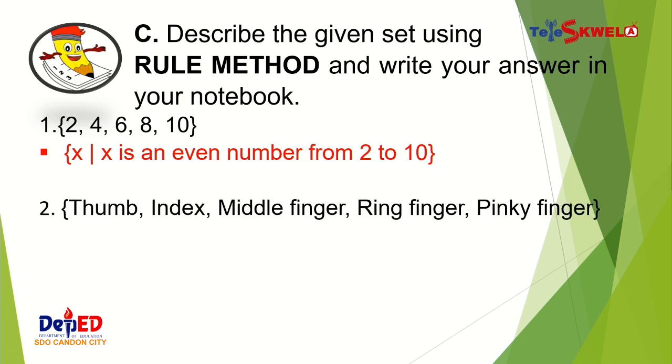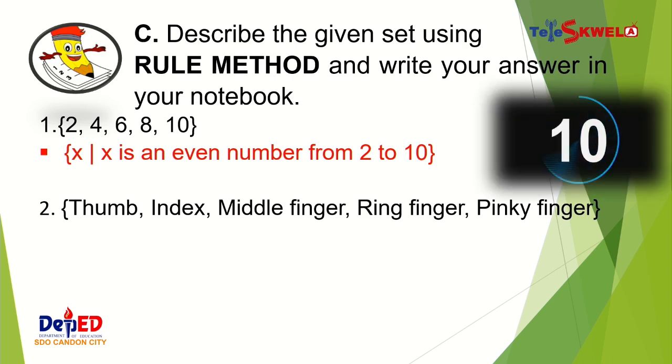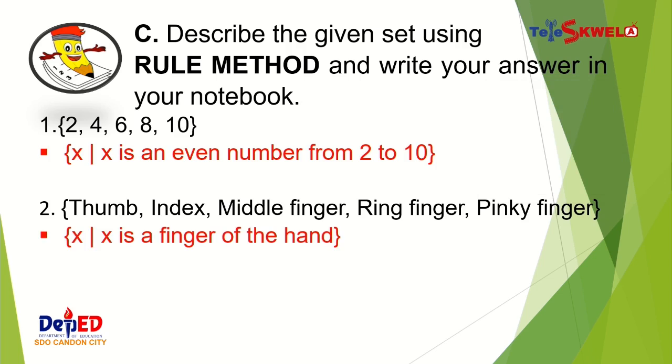Number 2. The set that contains the elements thumb, index, middle finger, ring finger, and pinky finger. Answer. The set that contains the element x such that x is a finger of the hand.